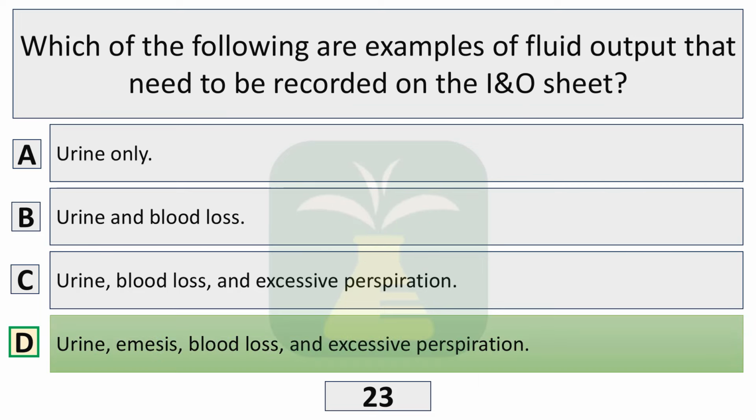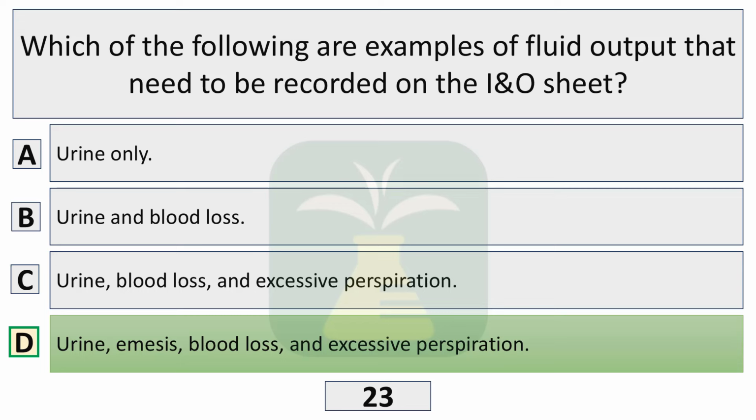Correct answer, D. Urine, emesis, blood loss, and excessive perspiration. Fluid output is the sum total of liquids that come out of the body. Most fluid is discharged from the body as urine. Output also includes emesis, vomitus, drainage from a wound, loss of blood, and excessive perspiration. Every time the client uses the urinal, emesis basin, or bedpan, the urine and other fluids must be measured. For perspiration, wound discharges, or bleeding, indicate what was wet, how wet, the size of the wet area, and the time it occurred.